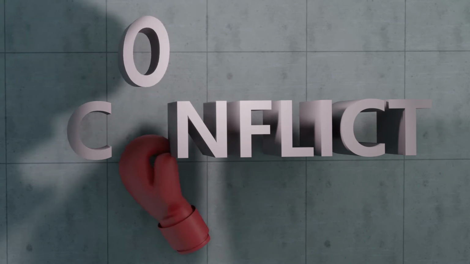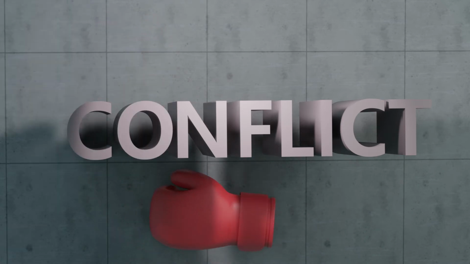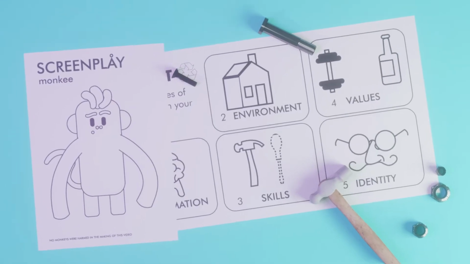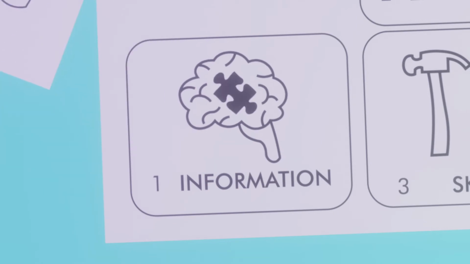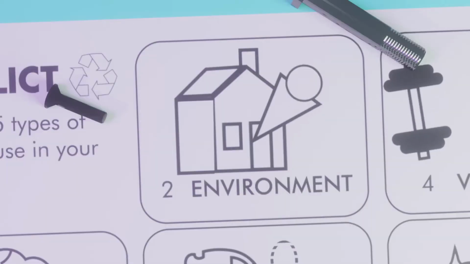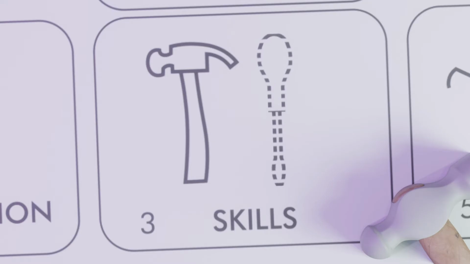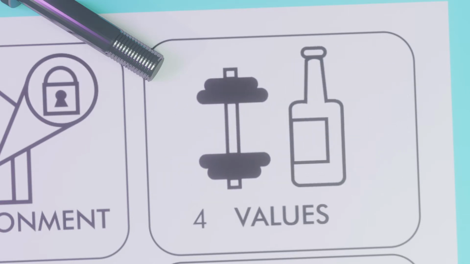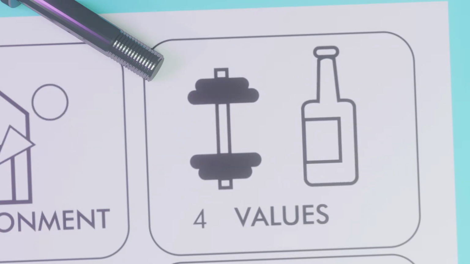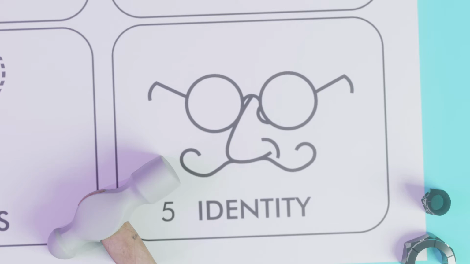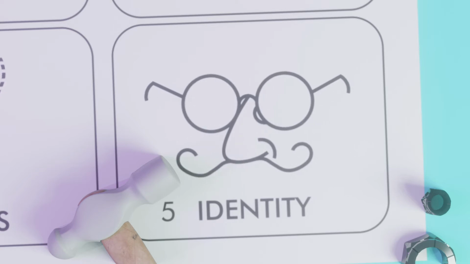The reason why this episode works is due to one thing: conflict. Conflict is what drives the story. There are 5 types of conflict. Information, something was missing or incomplete. Environment, something in the environment leads to conflict. Skills, people lack the skills to complete their work. Values, a clash of personal values that leads to conflict. Identity, the character's sense of identity puts them at odds with others.